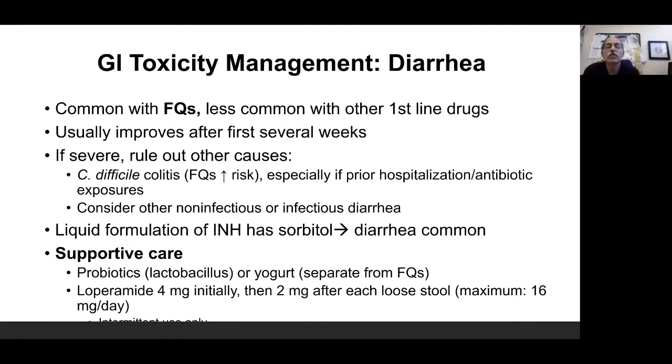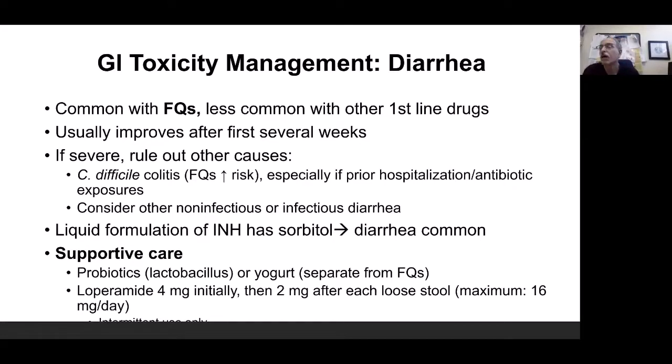and where the risk of C. diff is higher. We also almost never use the liquid formulation of isoniazid because that seems to cause diarrhea commonly. You can use probiotics. If you've ruled out C. diff infection, you can use things like loperamide, but you don't want to use that continuously throughout the treatment course.